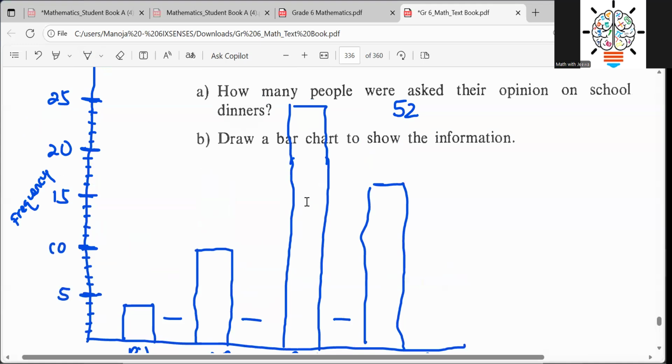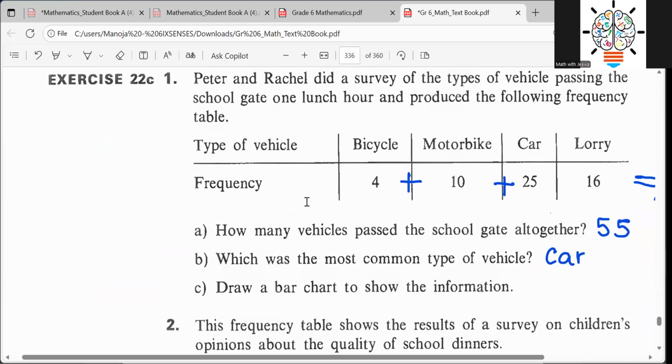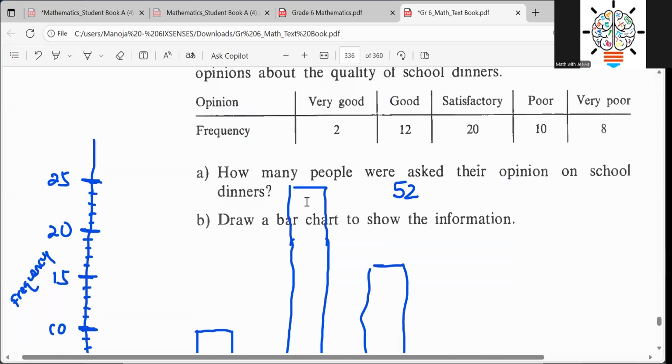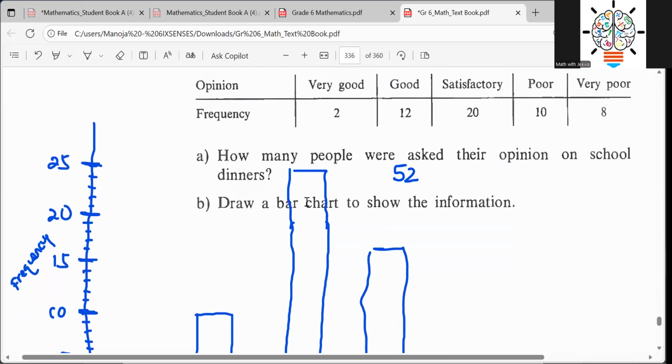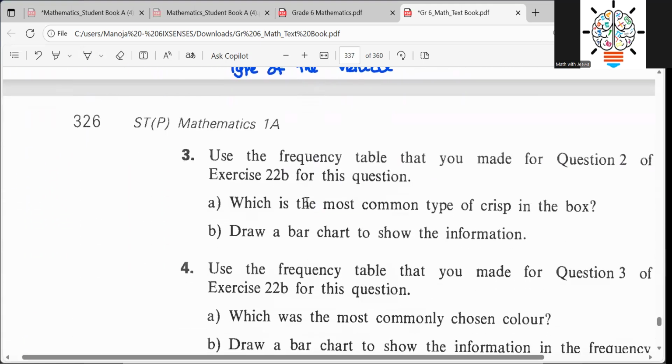The only thing is, you want to mark the horizontal axis and the vertical axis, and you want to keep the same space between the bars, right? The height of the bar is always equal to the frequency of the items, right? If it is 16, then you want to draw it up to 16. If it is 25, you want to draw up to 25, right? That is how we draw the bar charts, right?